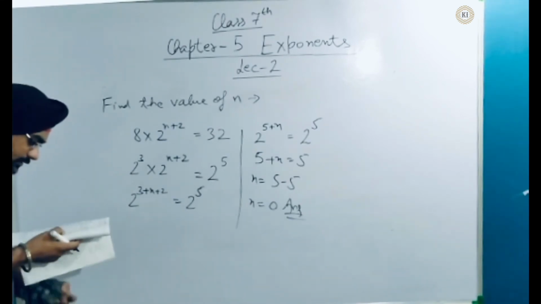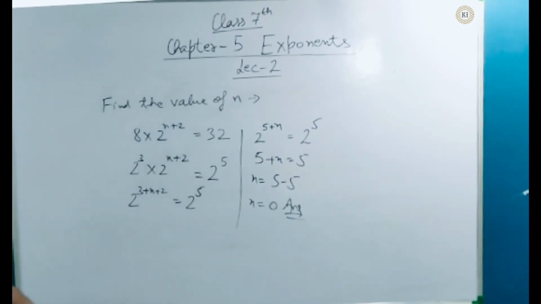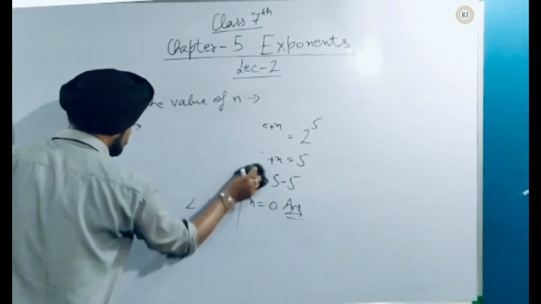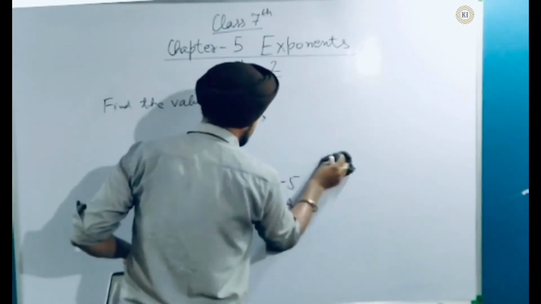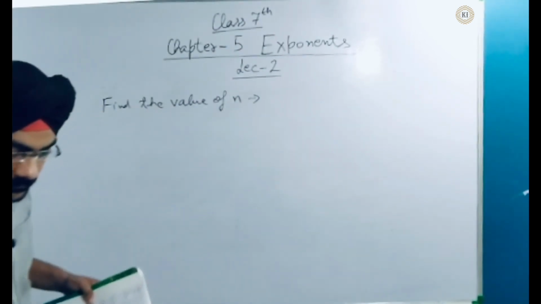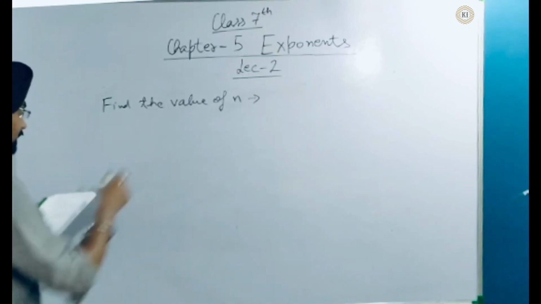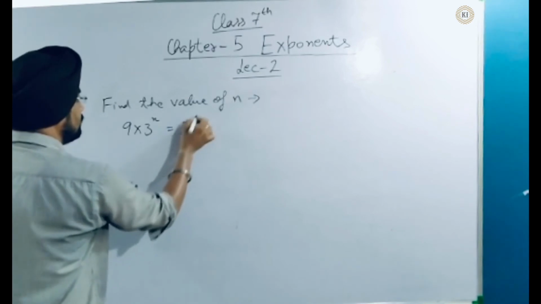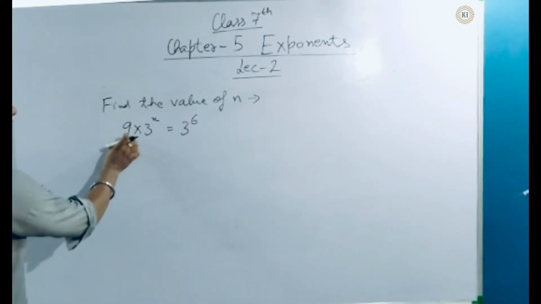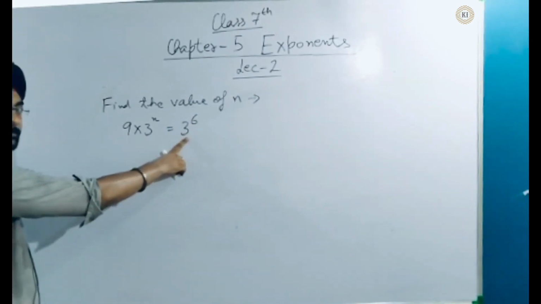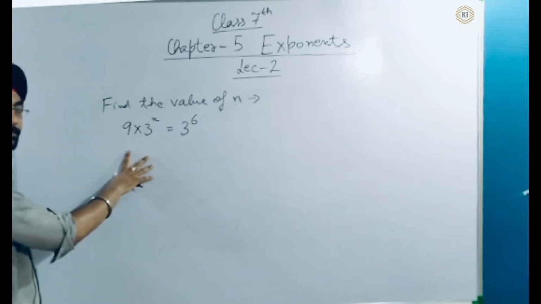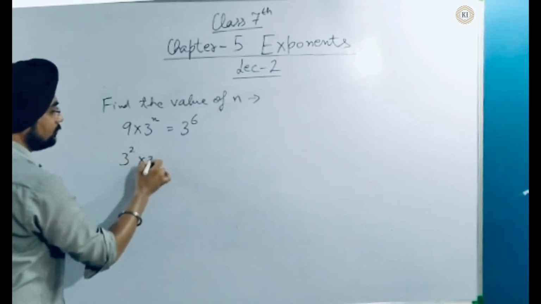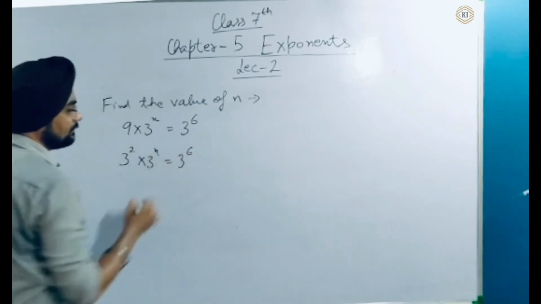Now see the next question. Find the value of n where 9 × 3^n = 3^6. The right hand side base is 3, so on the left hand side we have to make all the bases as 3. The value of 9 we can write as 3^2, so 3^2 × 3^n = 3^6.